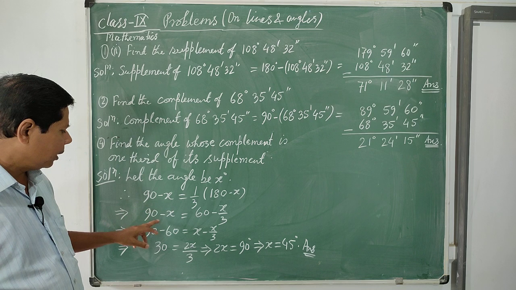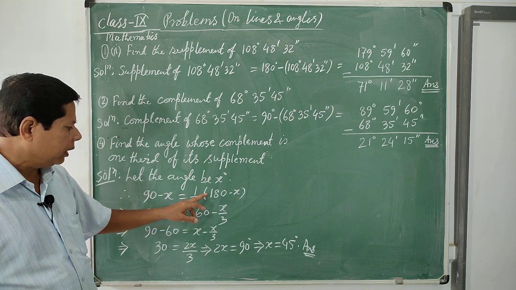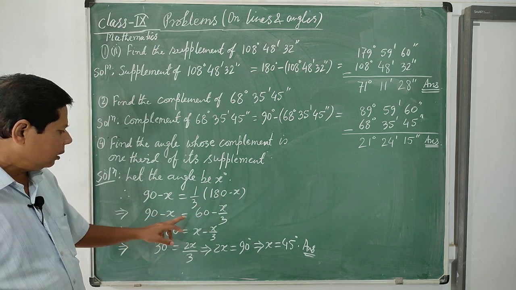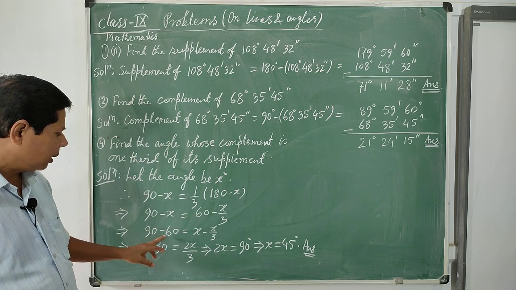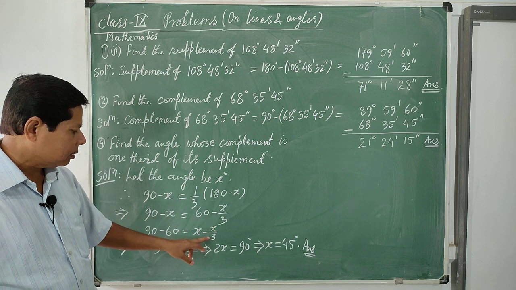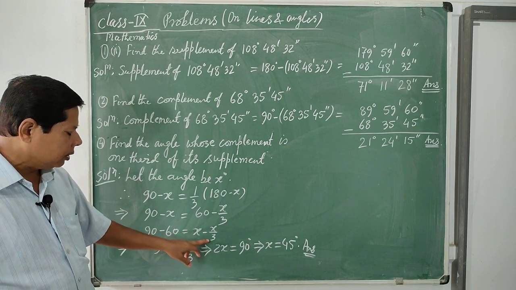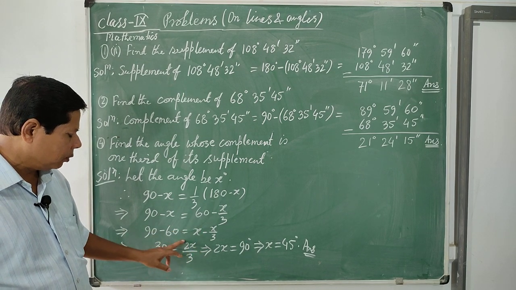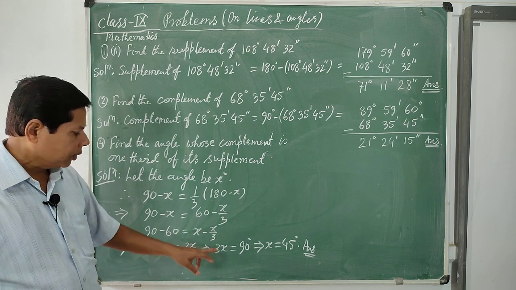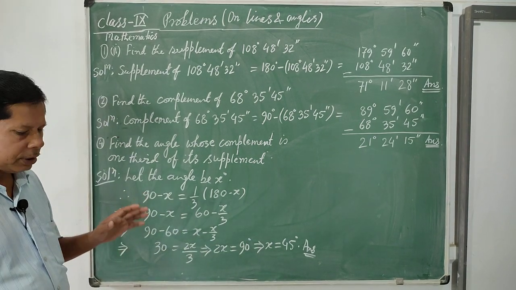We have written here 90 minus x retained on the LHS, and divided by 3, 180 by 3 equal to 60 minus x by 3. Now, transpose 60 towards the left, 90 minus 60, and transpose x towards the right. So, minus x becomes plus x minus x by 3. 90 minus 60 equal to 30 equal to, taking 3 as LCM, 3x minus x equal to 2x by 3, and then 2x equal to 90 by cross multiplication, and then x equal to 45 degree. So, this is your question number 4.